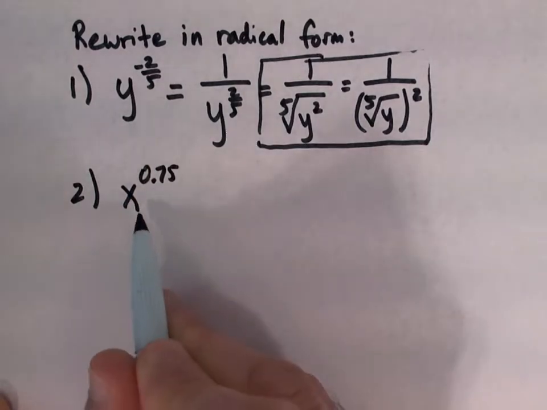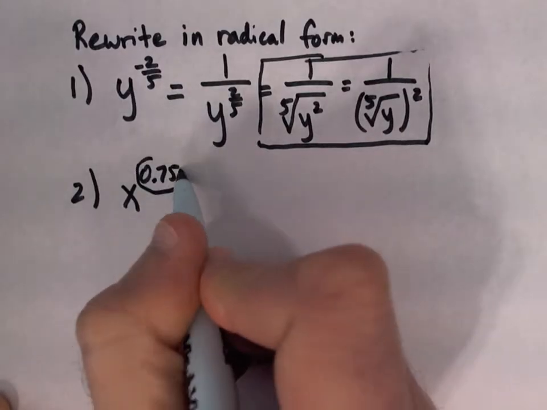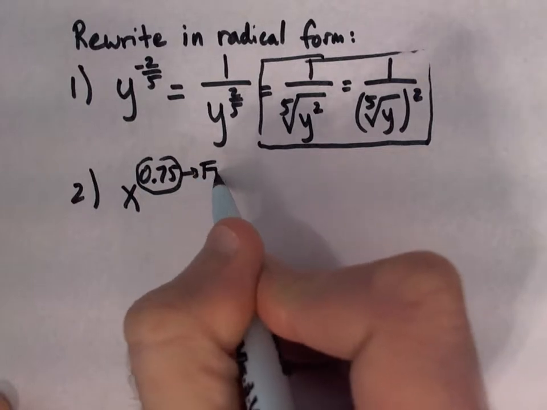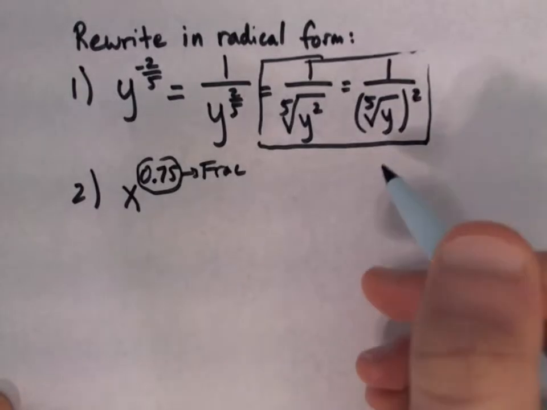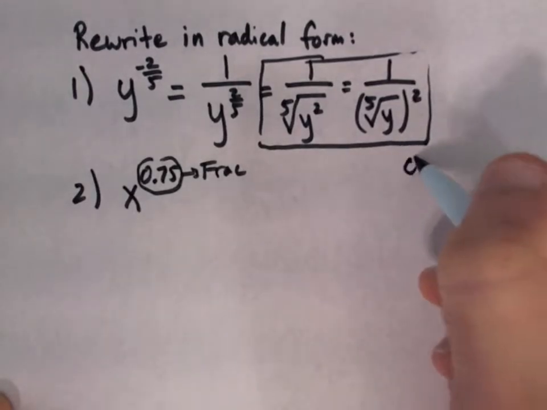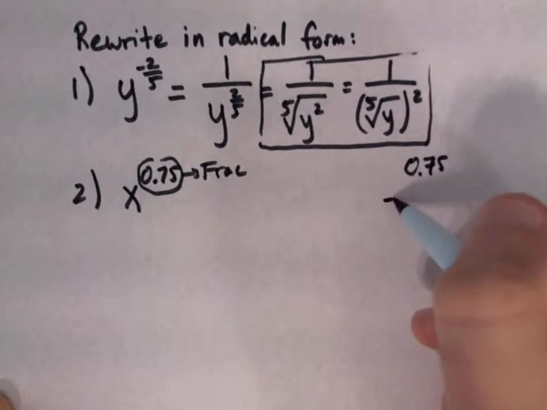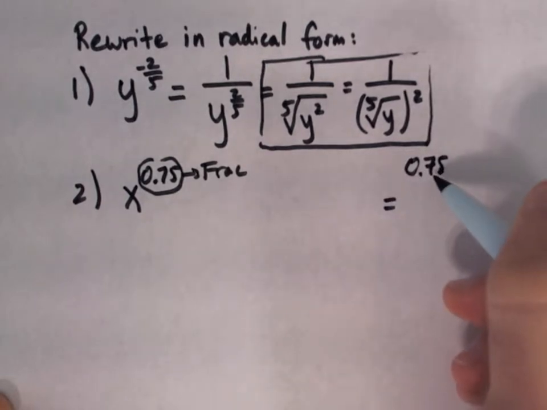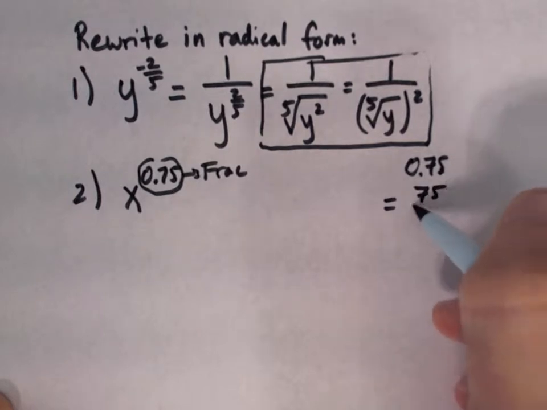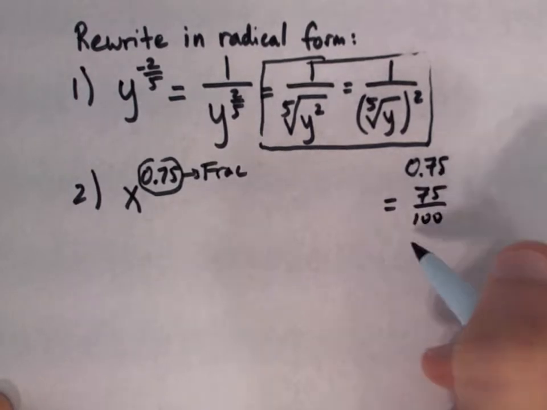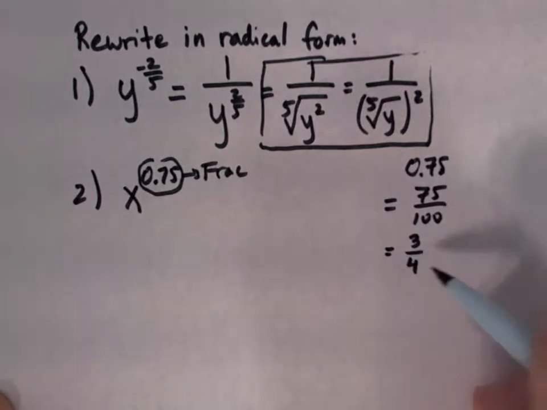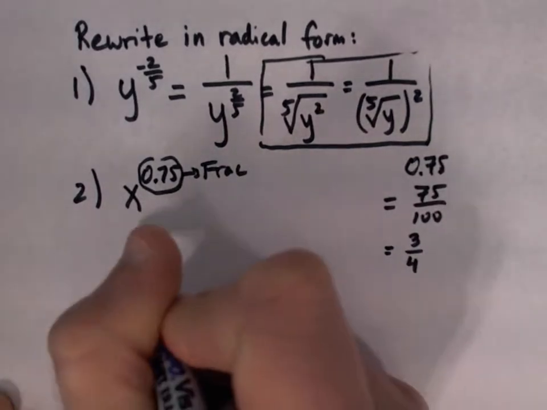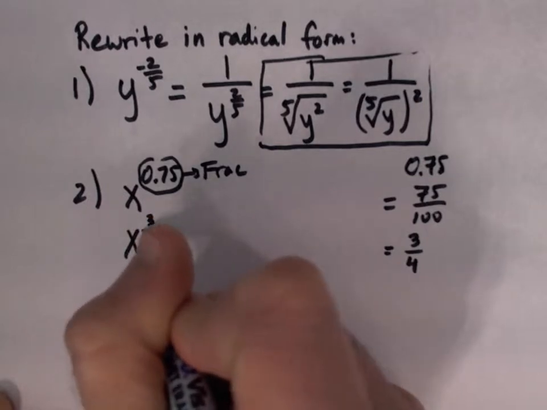Now, what happens if I've got a decimal here? Well, first off, you want to change this into a fraction, and I think we should know what 75 hundredths is. But you can always just change it to a fraction. So 75 hundredths, and then you reduce, divide by 25, and we get 3/4. So we get x to the 3/4.